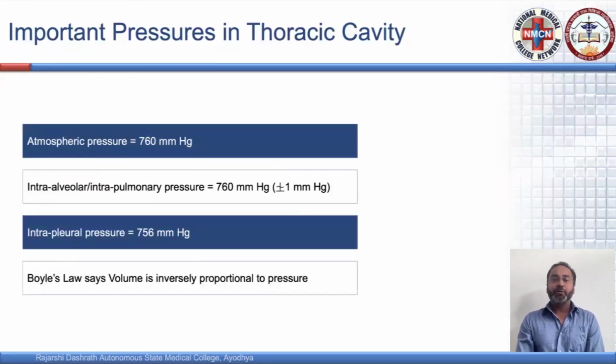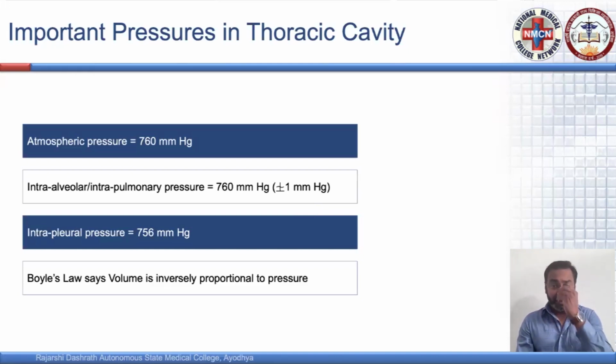Now, before going to the mechanics of breathing, I want to share with you a few important pressures which act across the respiratory system. Now, you all know from your physics, from your class 12th, that air moves from high pressure to low pressure. So there have to be certain pressures which must play a role in this movement of air within the respiratory system and out of the respiratory system.